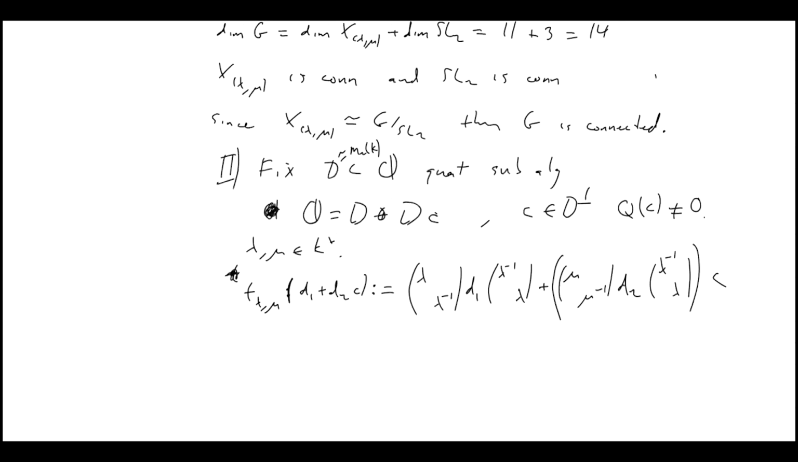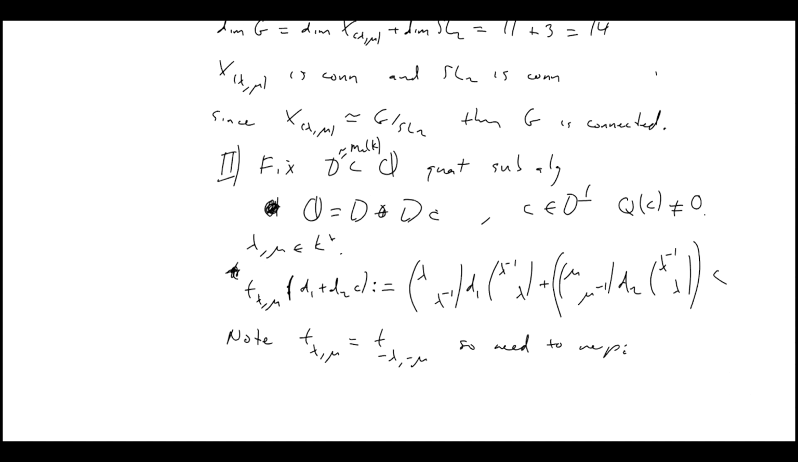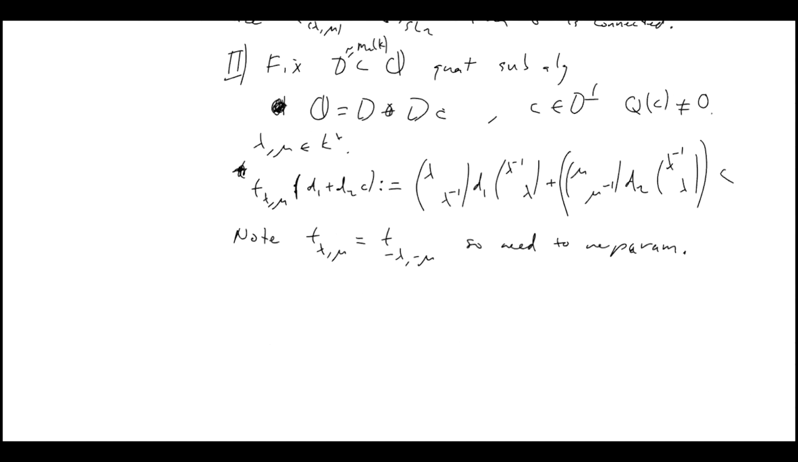I think for the sake of time, maybe let me not elaborate on this too much, but let's just note that T lambda mu is the same as T minus lambda minus mu. So you need to reparameterize. I think I'm going to skip this just for the sake of time. Let me just write it.